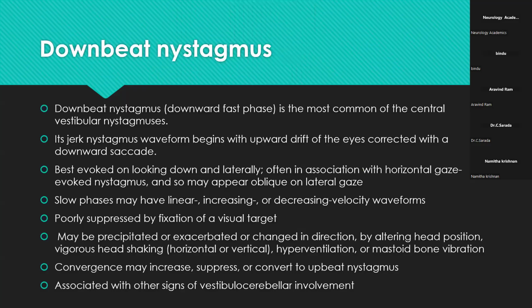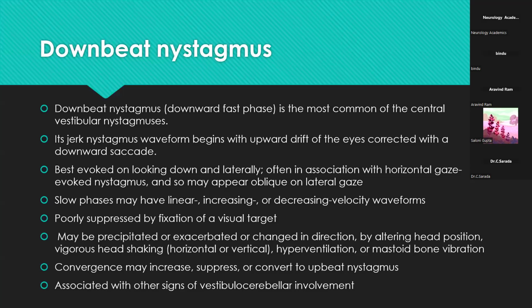Coming to another type, that is downbeat nystagmus. Downbeat nystagmus is the most common of the central vestibular nystagmus, and its jerk nystagmus waveform begins with an upward drift. There is a downbeat, however, the slow phase will be towards upwards, and the corrective saccade will be downwards. And it is best evoked on looking down and laterally, and is often in association with another horizontal gaze evoked nystagmus, and hence can appear as an oblique nystagmus on lateral gaze.